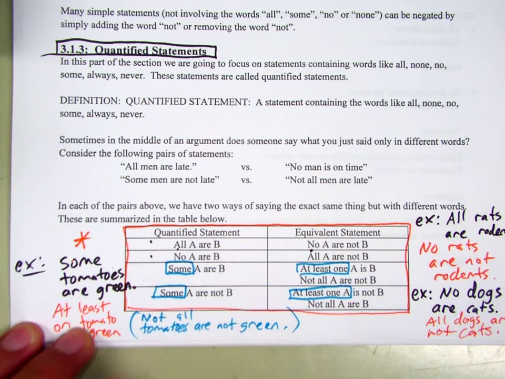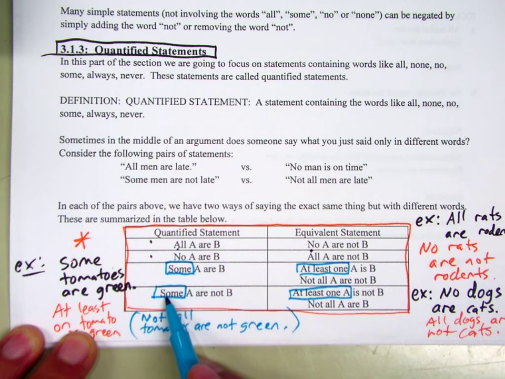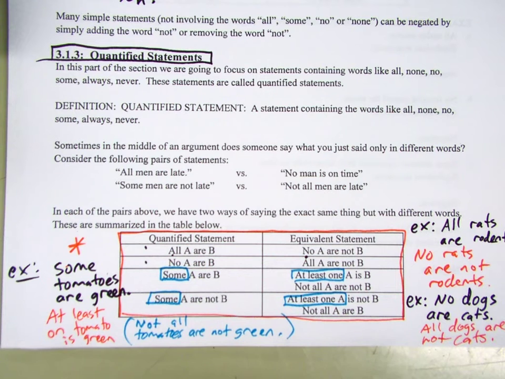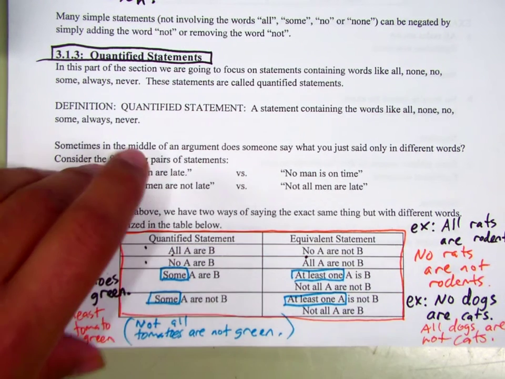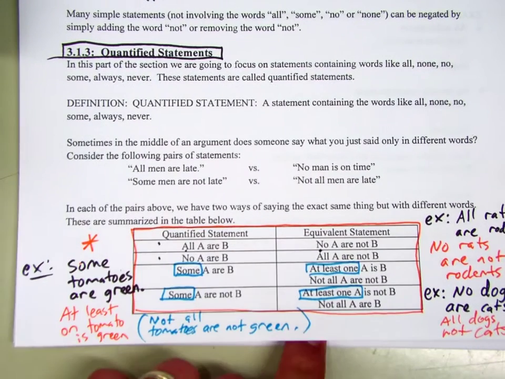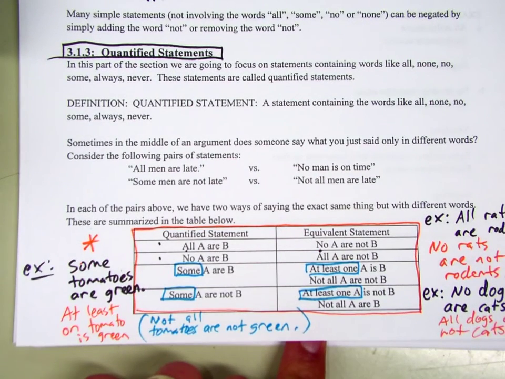I'm not going to do an example of the last one, but it's the same idea. Some, at least one, are, and you just need to make the sentence agree with all the different parts of the sentence. So you're just changing the verb there, but no different. Okay? Any questions on that page? Okay, let's move on.